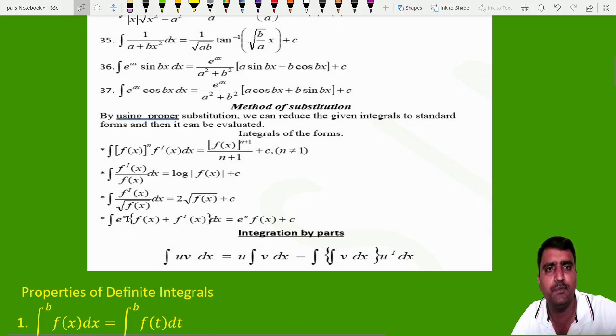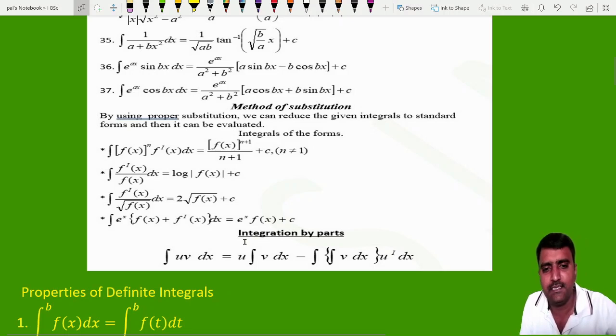And e to the power of x, it should be e to the power of x only, not e to the power of 2x or 3x like that. It is only e to the power of 1x, not even minus x. In that case, the integration of e to the x into f of x plus f dash of x dx is equal to e to the x into f of x plus c.